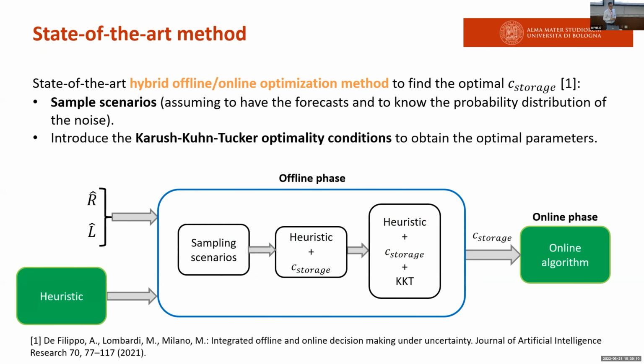Now that we have represented our problem, we will briefly see the state-of-the-art algorithm that we will compare our method to. The idea of this state-of-the-art method is, starting from the forecast, to obtain many scenarios, so many realizations of the uncertain variable, and then add to the optimization model of the online algorithm the virtual cost for each of the stages for all the scenarios. Then we introduce the KKT optimality conditions, and by solving this overall big problem, we can obtain the optimal C storage values, and so the behavior that is optimal with reference to the behavior of the online algorithm.